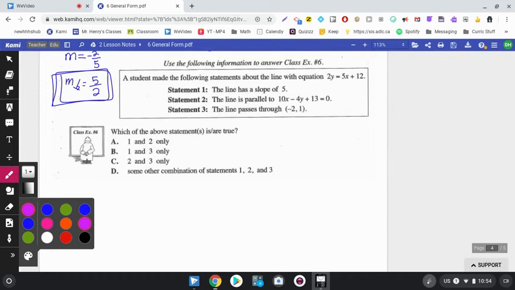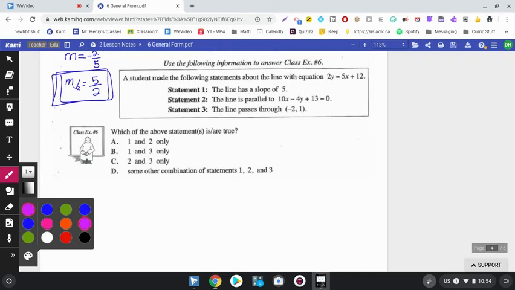Statement 1, 2, and 3, where statement 1, the line has a slope of 5. Maybe. Okay. Statement 2, the line is parallel to 10x minus 5y plus 13 equals 0, or in other words, they have the same slope. If these lines are parallel, it means they have the same slope. And statement 3, the line passes through negative 2, 1.